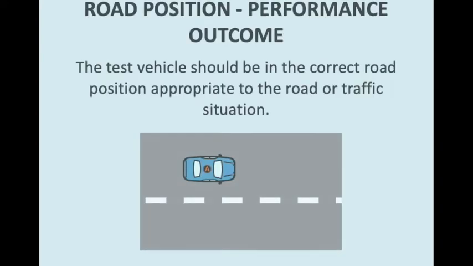Road position. The test vehicle should be in the correct road position appropriate to the road or traffic situation. So a variable in this situation might be a cyclist riding along the side of the road, in which case the driver in vehicle A would need to adjust their road position accordingly.